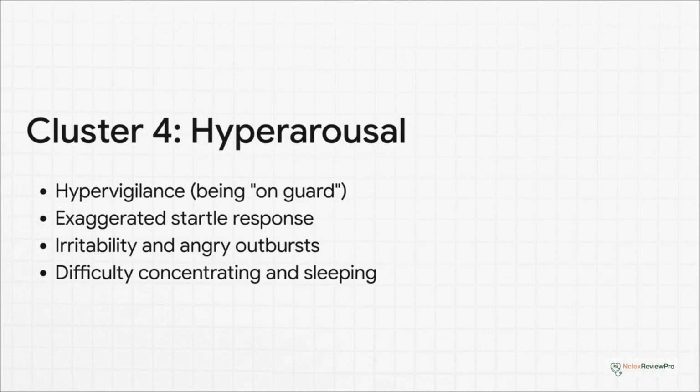And finally, we have cluster 4, hyperarousal. This brings us right back to that stuck-on fight or flight switch. Their nervous system is just in a constant state of high alert. This looks like being super jumpy, having a huge startle response, always being irritable and having trouble sleeping or concentrating. They are just completely exhausted from being on guard all day, every day.